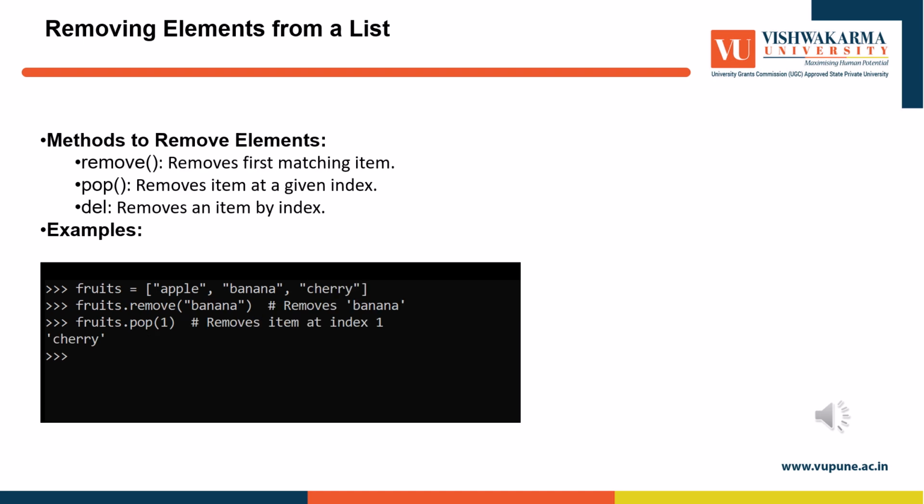Removing elements from a list. Methods to remove elements are remove, pop, and del. Remove removes the first matching item. Pop removes an item at a given index, and del removes an item by index. Here is the example below.